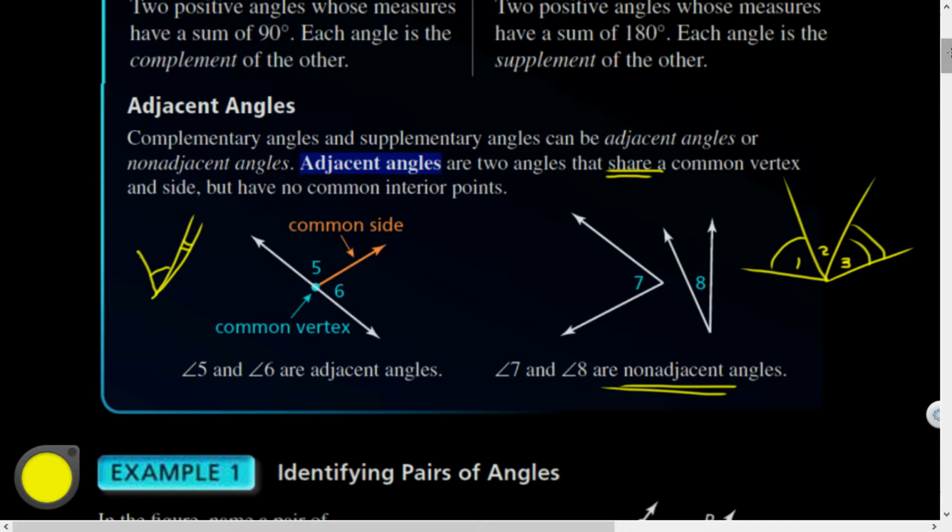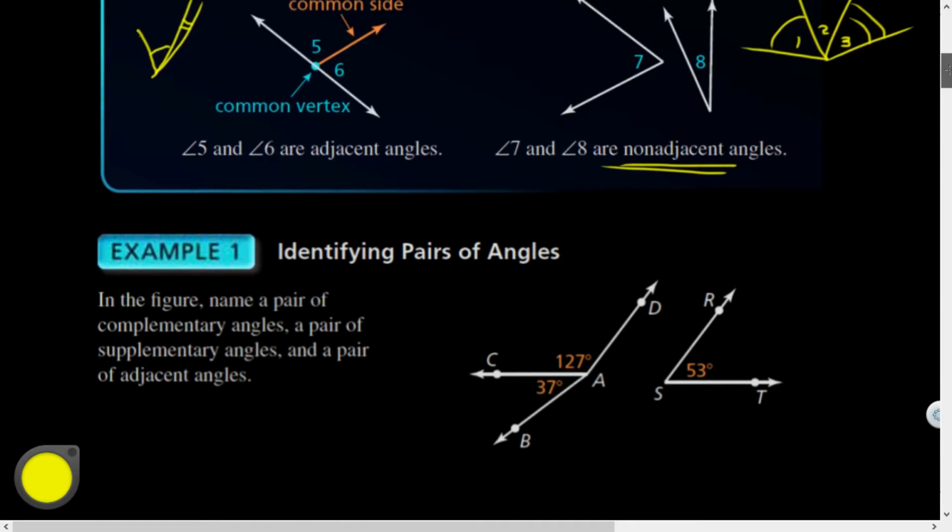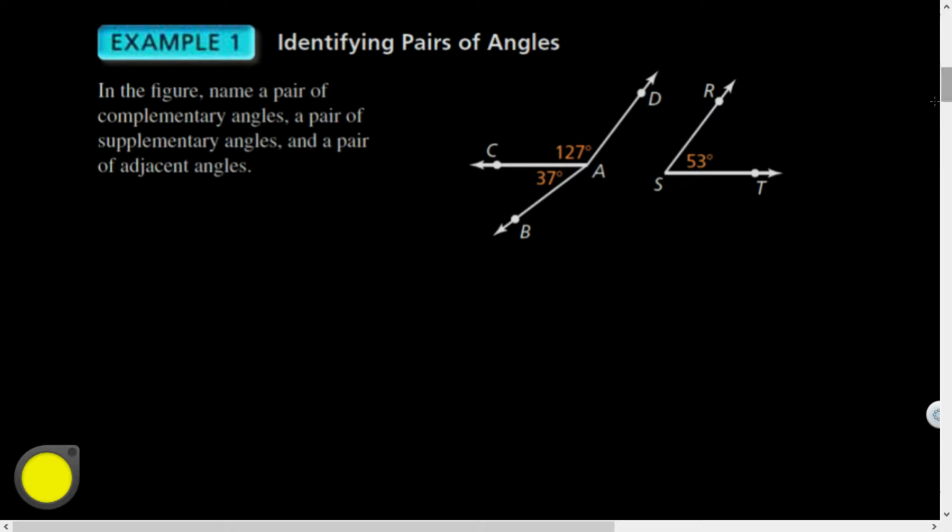All right, so we good? We good? This is also in your book if you end up filling it in a little bit later. Example 1. Identifying pairs of angles. In the figure, name a pair of complementary angles. Thoughts? Which angles? Oh, wow, this is tricky sauce. Which angles are complementary?